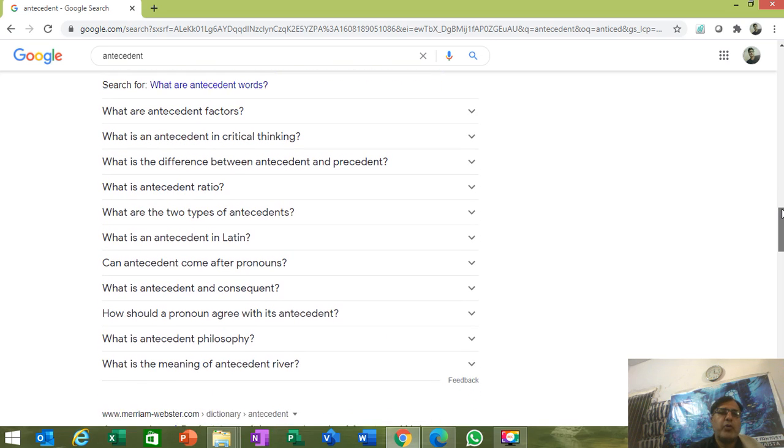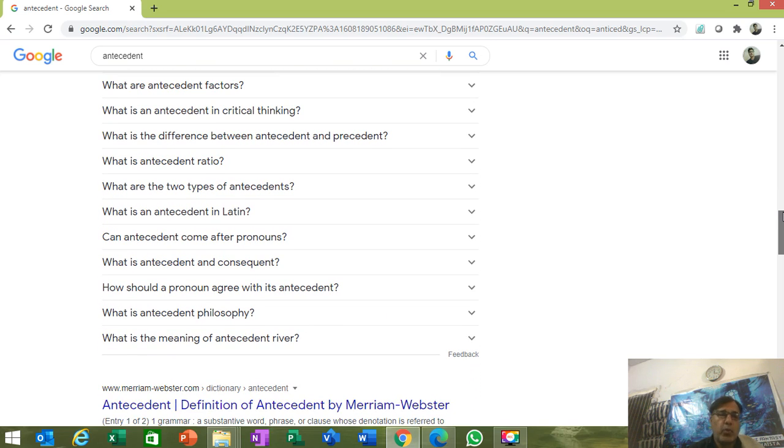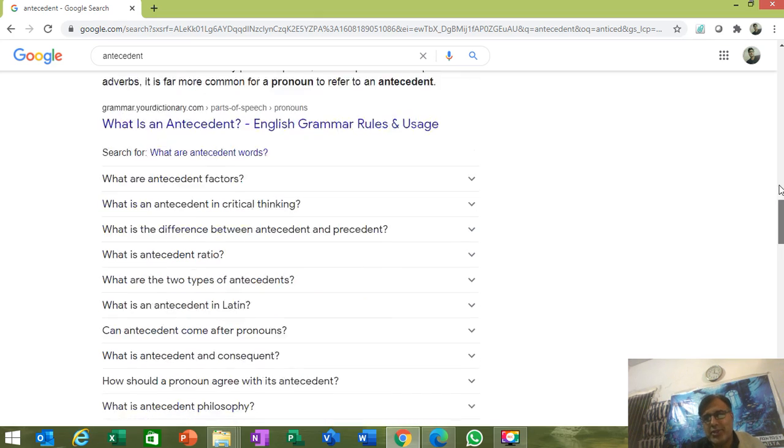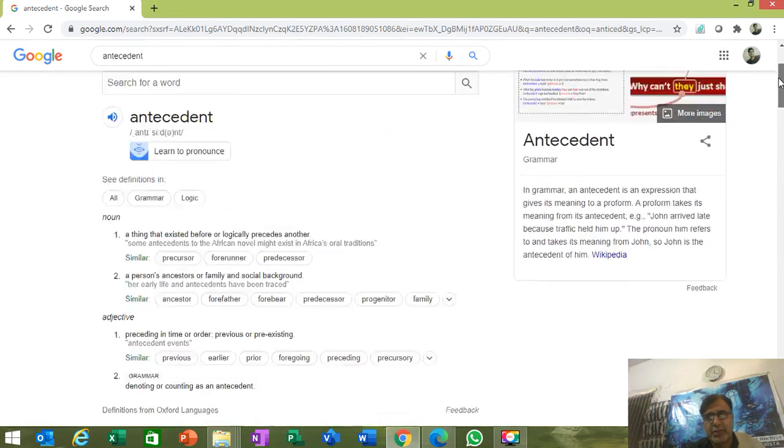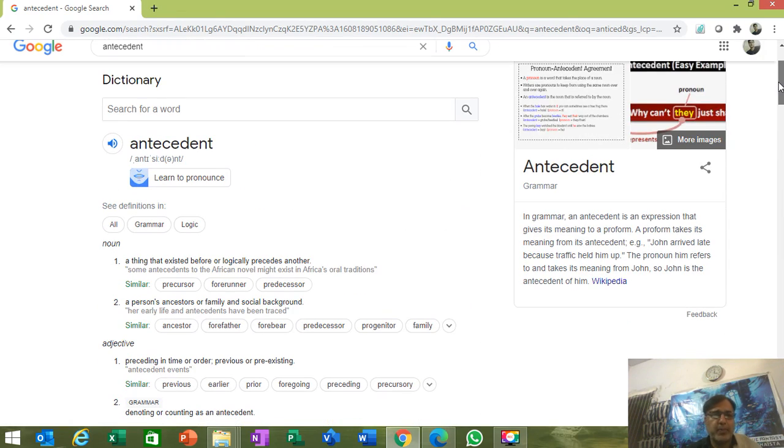There may be different questions, for example: what is the antecedent factor, what is antecedent critical thinking, what is the difference between antecedent and precedent, what is an antecedent ratio, what are the two types of antecedents, can an antecedent come after a pronoun, what is antecedent and subsequent. But these are details, and I'm going to skip them at this moment. It's enough for you to understand what an antecedent is. Let me play it again. Antecedent.